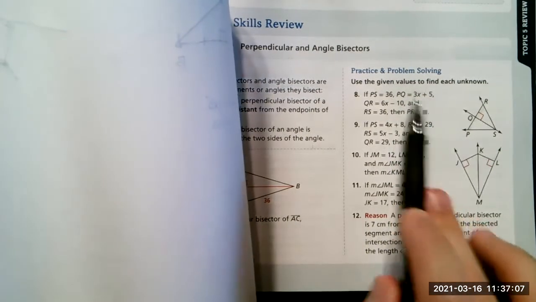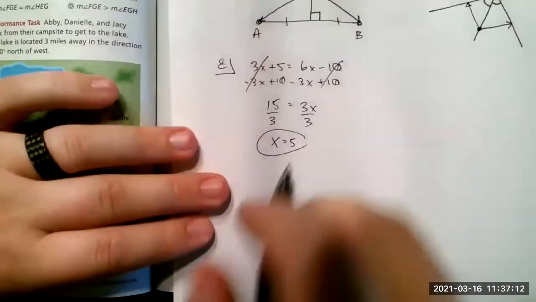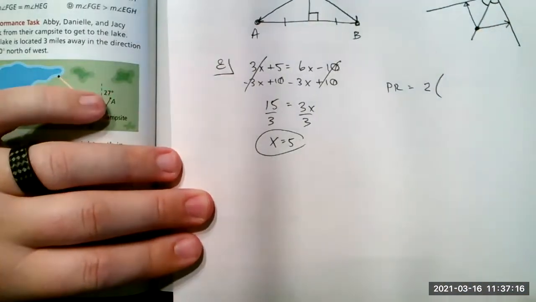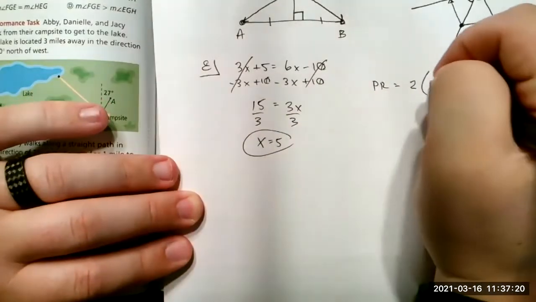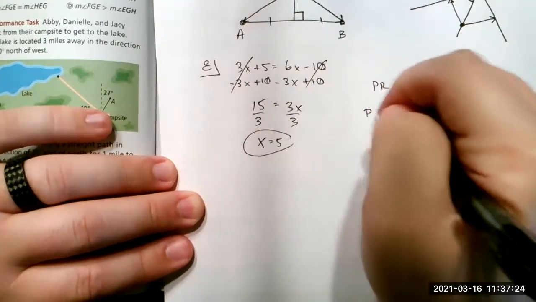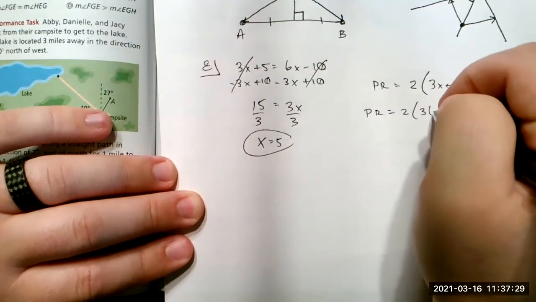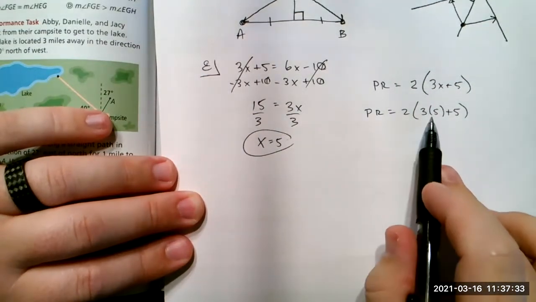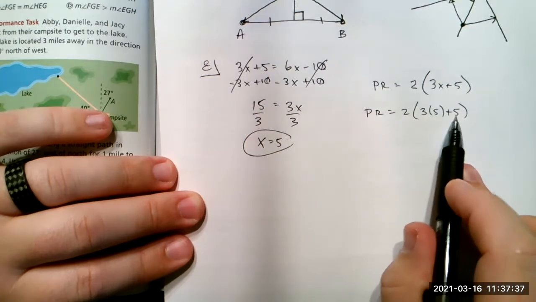If PQ is 3x plus 5, then I know the entire side length, PR, is going to be 2 times that side length. PQ is 3x plus 5. Okay. So I found out that x is 5. So I'll do 2 times 3 times 5 plus 5. 3 times 5 is 15. 15 plus 5 is 20.